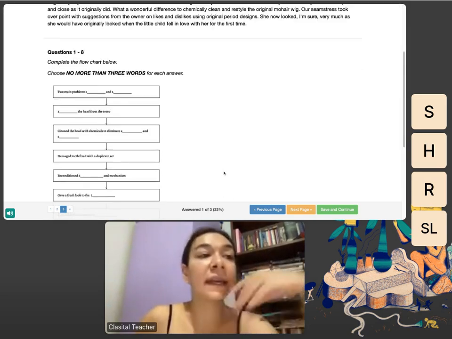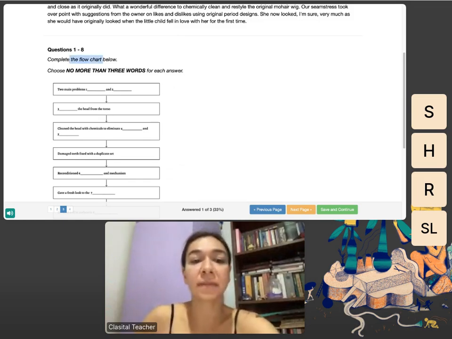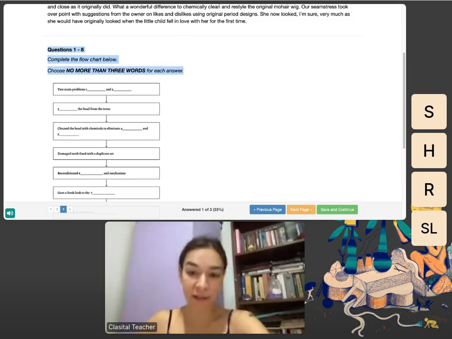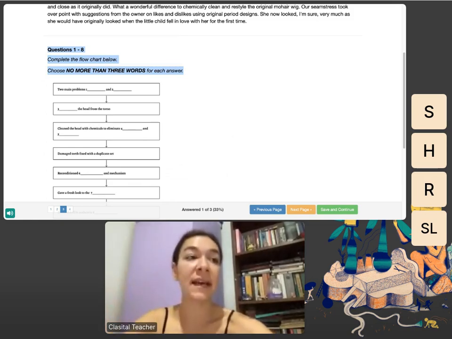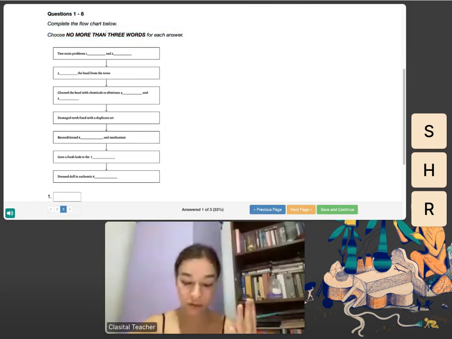Okay, we are looking at the question first. It says, complete the flowchart below, choose no more than 3 words for each answer. And when I see the flowchart questions, I can understand that the answers will come in order and I will look for the keywords. Choose no more than 3 words for each answer. This is very important.